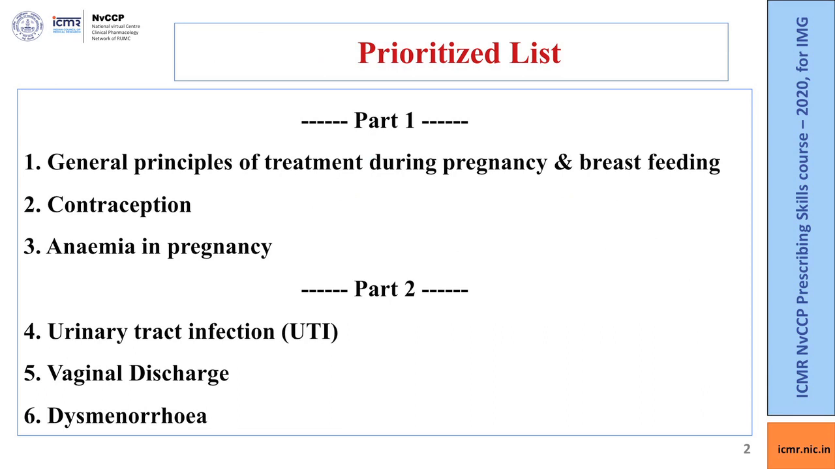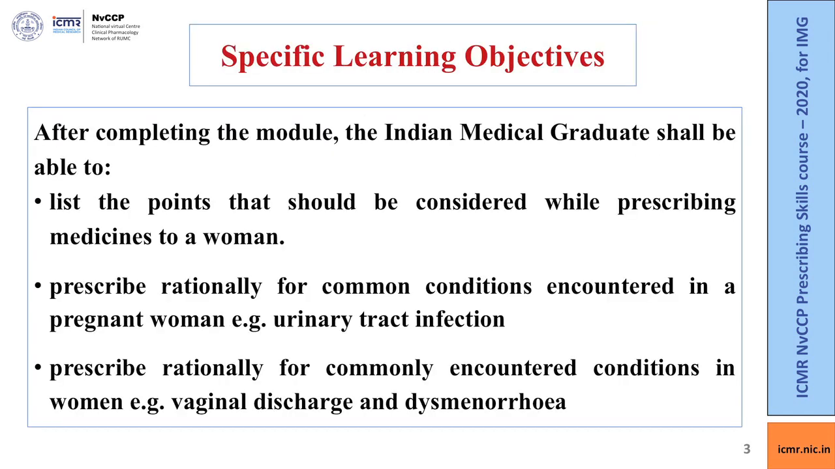In part 1 of this module, I had described the first 3 topics from the prioritized list, which were general principles of treatment during pregnancy and breastfeeding, contraception and anemia in pregnancy. In part 2 of the module, I will be discussing the next 3 topics, which are urinary tract infection, vaginal discharge and dysmenorrhea.